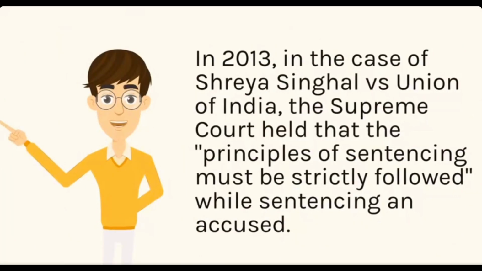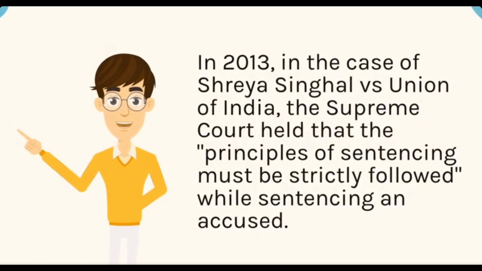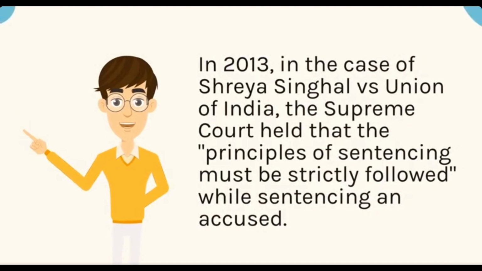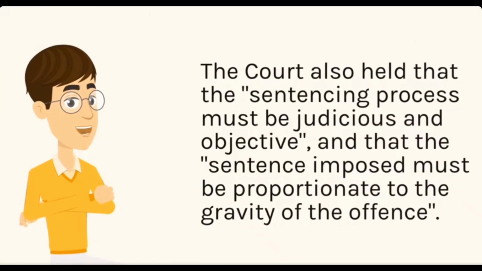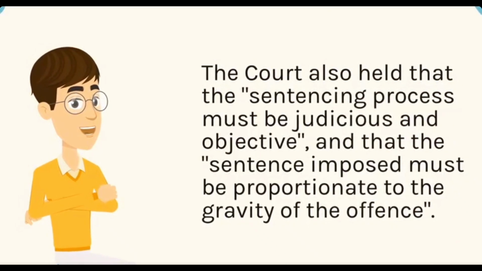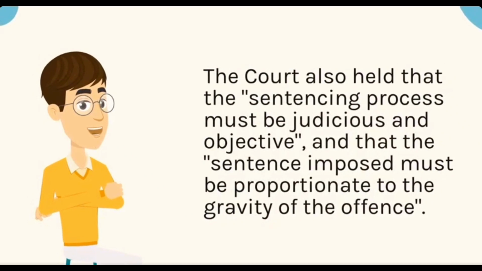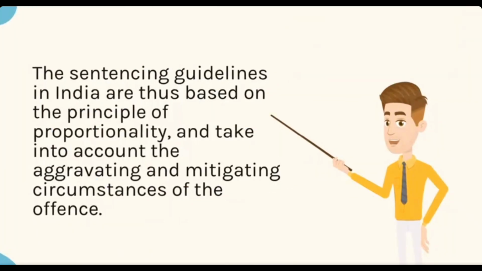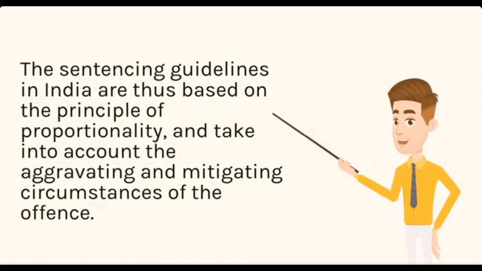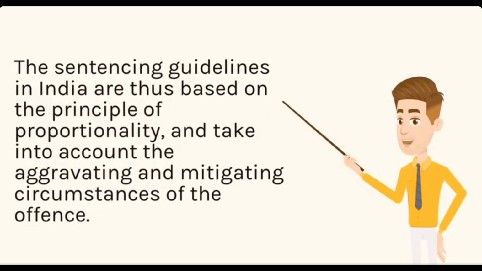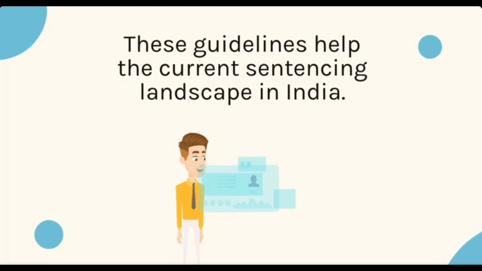In 2013, in the case of Shreya Singhal versus Union of India, the Supreme Court held that the principles of sentencing must be strictly followed while sentencing an accused. The court also held that the sentencing process must be judicious and objective, and that the sentence imposed must be proportionate to the gravity of the offence. The sentencing guidelines in India are thus based on the principle of proportionality and take into account the aggravating and mitigating circumstances of the offence. These guidelines help shape the current sentencing landscape in India.